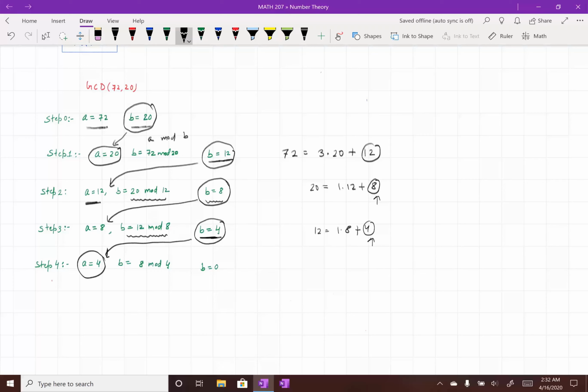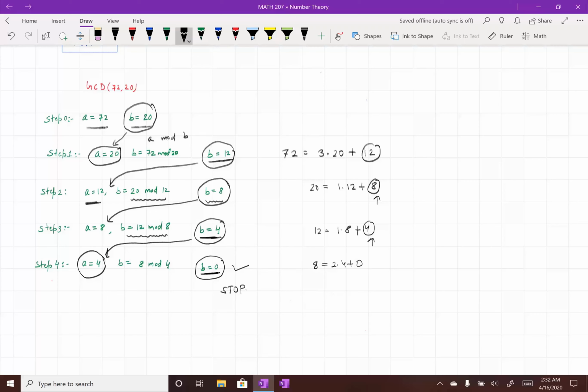And your new value of a becomes equal to 4. The value of b you can compute based on 8 mod 4. And 8 can be written as 2 times 4 plus 0. So 8 mod 4 is going to be equal to 0. So the new value of b is going to be equal to 0. And once the value of b is equal to 0, then you stop there.